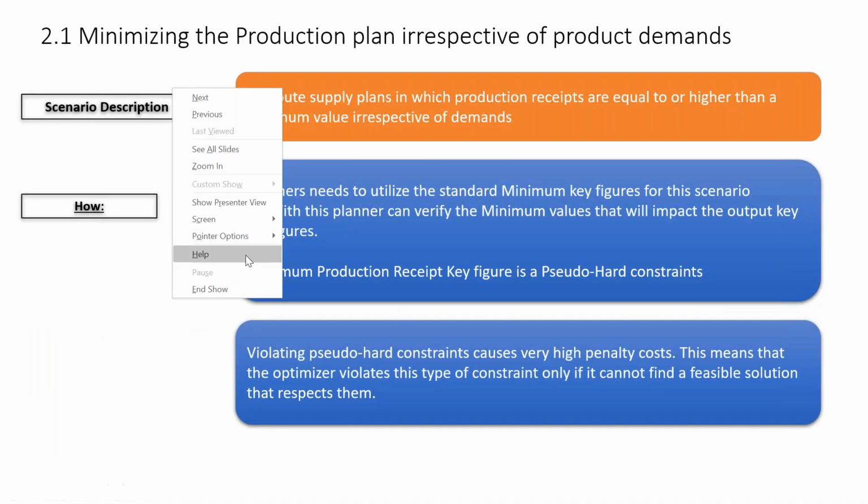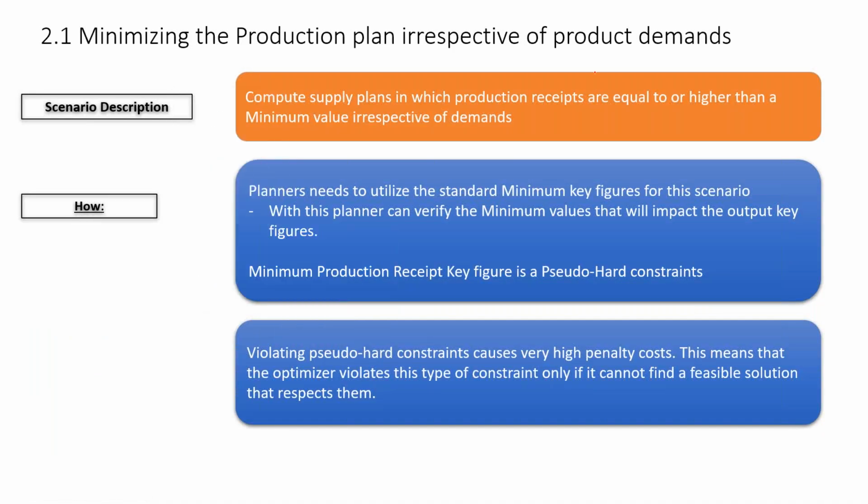Let's read the theory. Minimizing the production plan irrespective of the product demands. Scenario description: compute supply plans in which production receipts. Remember these key figures, guys. Whenever there is a key figure, those were standard key figures, already pre-configured as per the algorithm. So we have to populate values in those key figures.